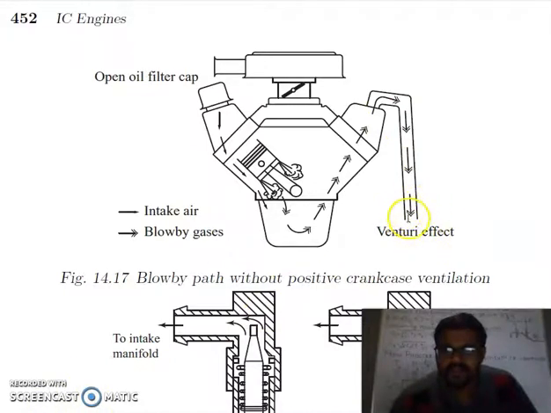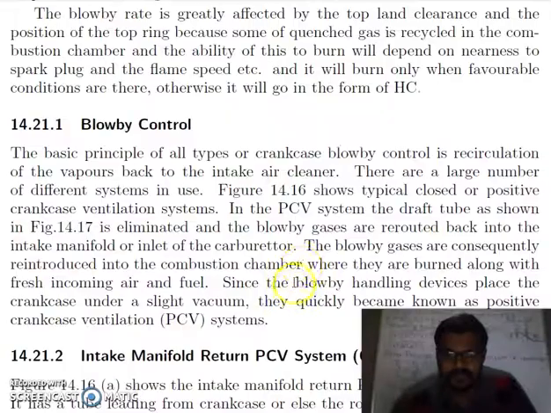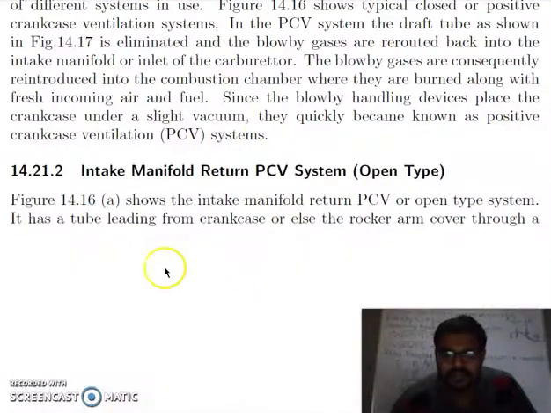We also use draft tubes in turbines. You can understand more about the draft tube. The blow-by gases are consequently recirculated into the combustion chamber, where they are burned along with fresh incoming air-fuel mixture. Since the blow-by handling devices place the crankcase under a slight vacuum, they quickly became known as positive crankcase ventilation systems. So the intake manifold return PCV system, open type, we will discuss first.